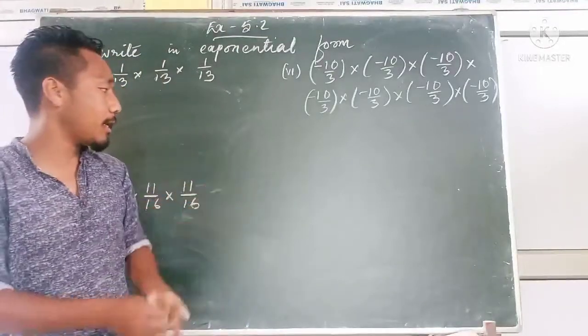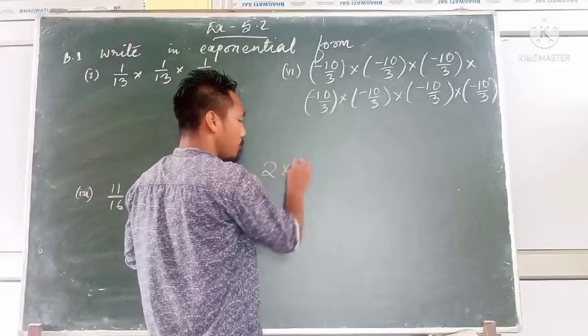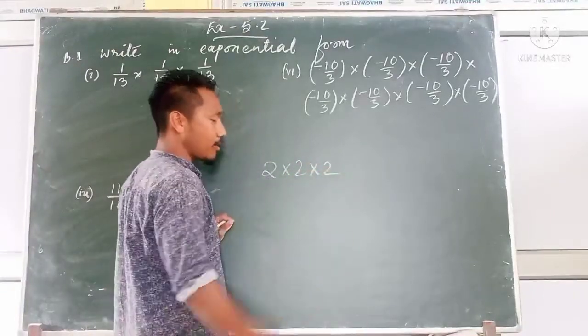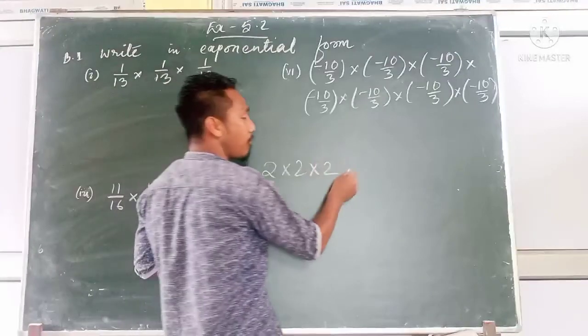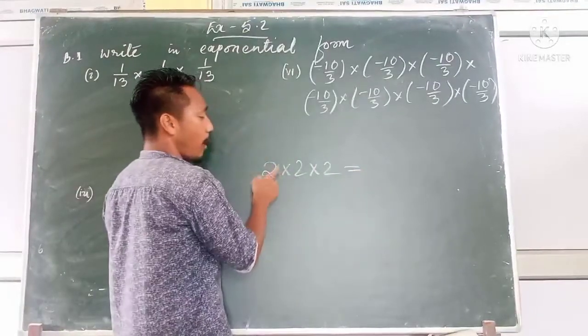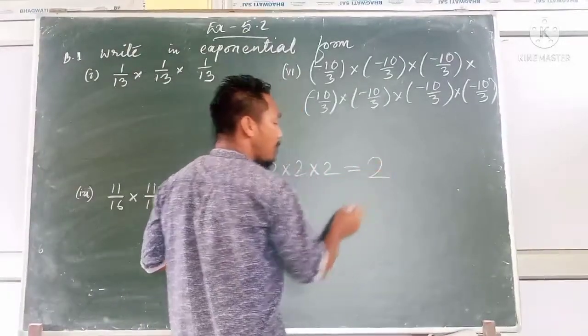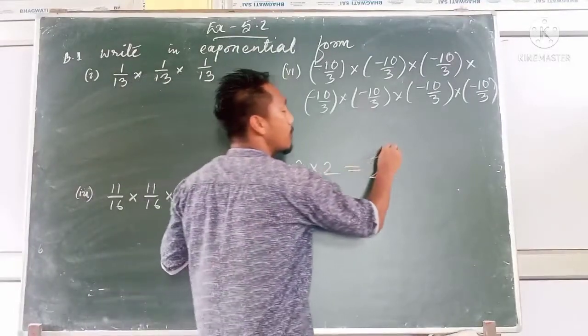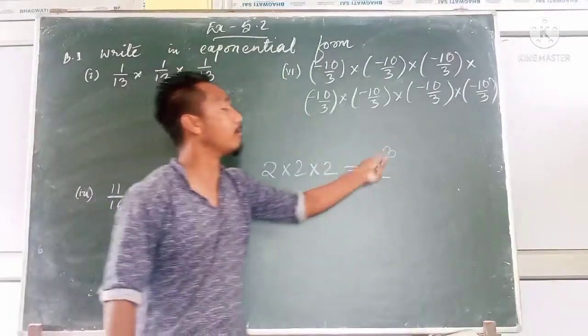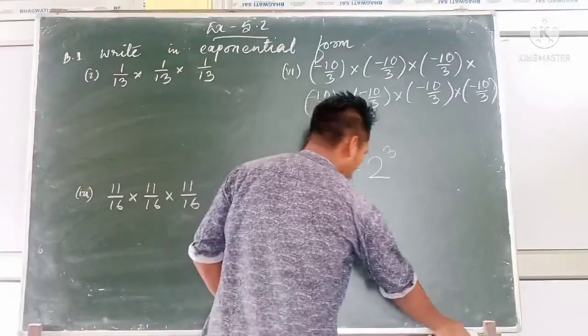Something like if I talk about 2 into 2 into 2. So this is what we are getting, right? If I want to write this in exponential form, how many 2s do we have? 1, 2, 3. That means the power is 3. That means we have to write in the form of power. Okay, so that is what we have to do.